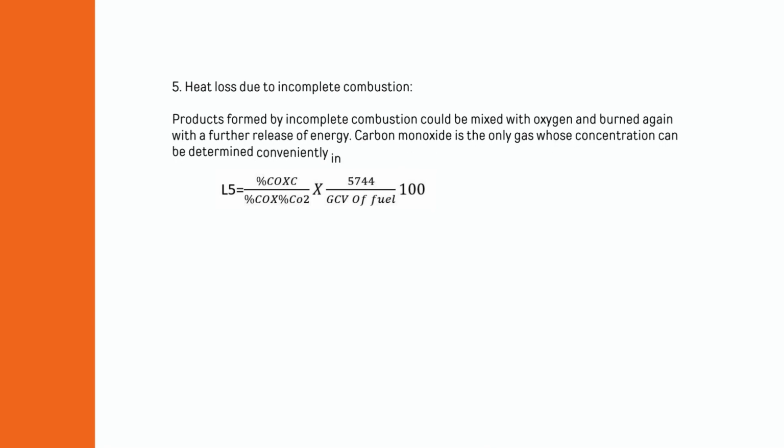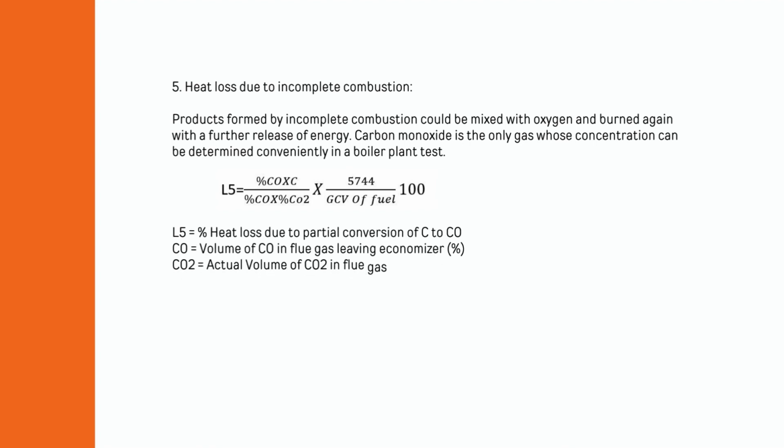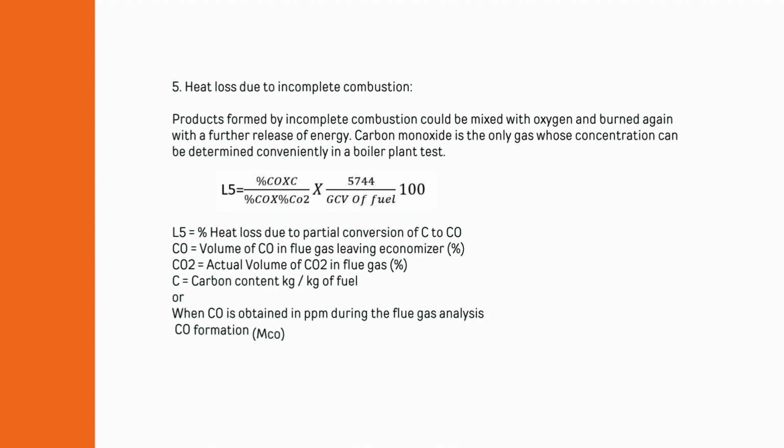Products formed by incomplete combustion could be mixed with oxygen and burned again with a further release of energy. Such products include carbon monoxide, H2 and various hydrocarbons and are generally found in the flue gas of the boiler. Carbon monoxide is the only gas whose concentration can be determined conveniently in a boiler plant test.